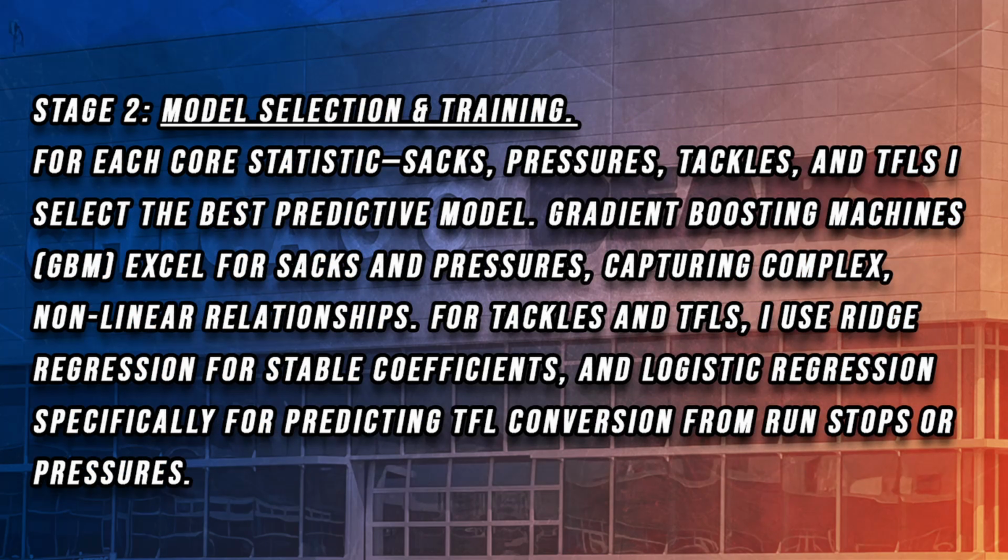Now that we have our data from stage 1, we need to select the best predictive model to translate that data. That's where stage 2 comes in. In order to train our model to give us the results we were looking for, we decided on using 3 different models. For more core statistics like sacks and pressures, we chose a gradient boosting machine. Now that's good for capturing complex and non-linear relationships. For tackles and tackles for a loss, we used a ridge regression model. And finally, to predict tackles for a loss conversion from run stops and pressures, we went with more of a logistic regression model. Alone, all 3 have their own pluses and minuses, but together they give us the best predictive model that we can use for this situation.